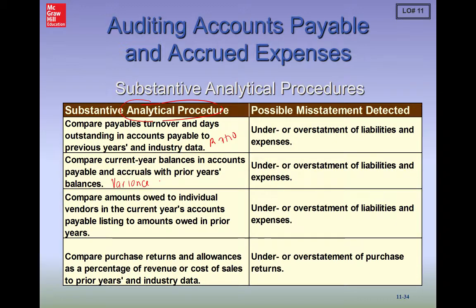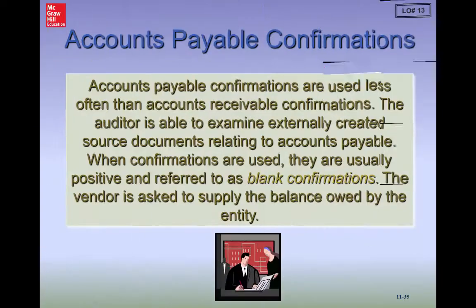Then we want to compare amounts from the vendors to prior years. So this is more of a test of details of the actual vendors. And then we want to compare our returns and allowances as a percentage of revenue and compare that to industry data. So the last one is usually where I start when I audit. So I'm going from industry data to then the turnover ratios to the year-end balances and then to the vendors. So I go from like bigger picture to the granular vendor account.